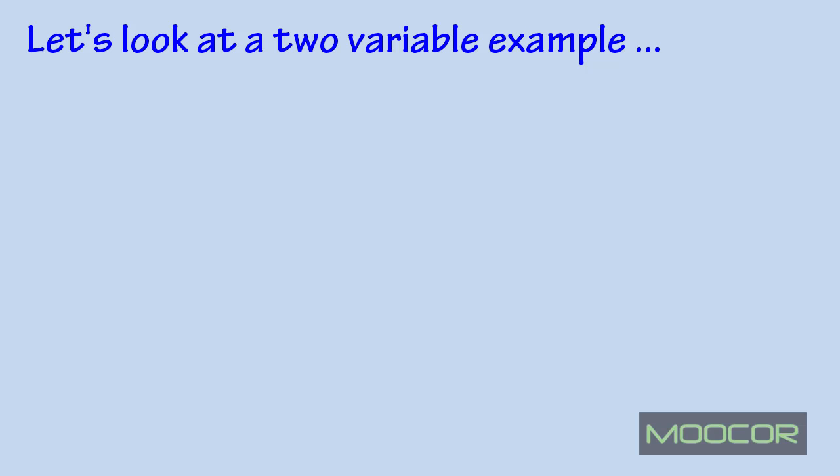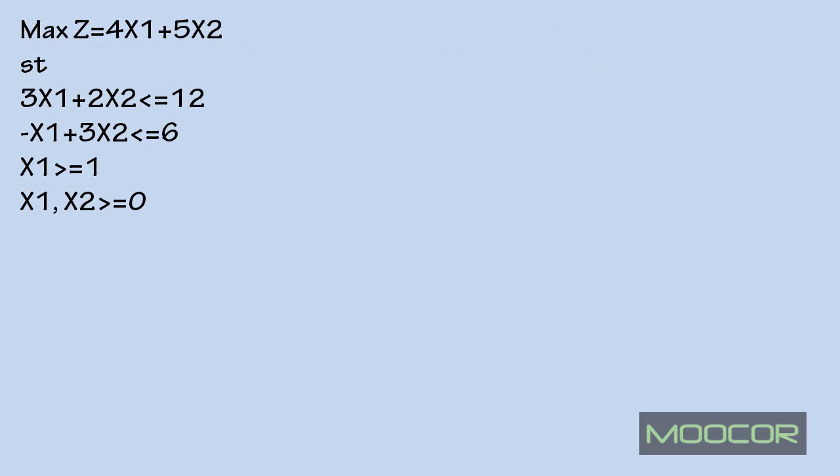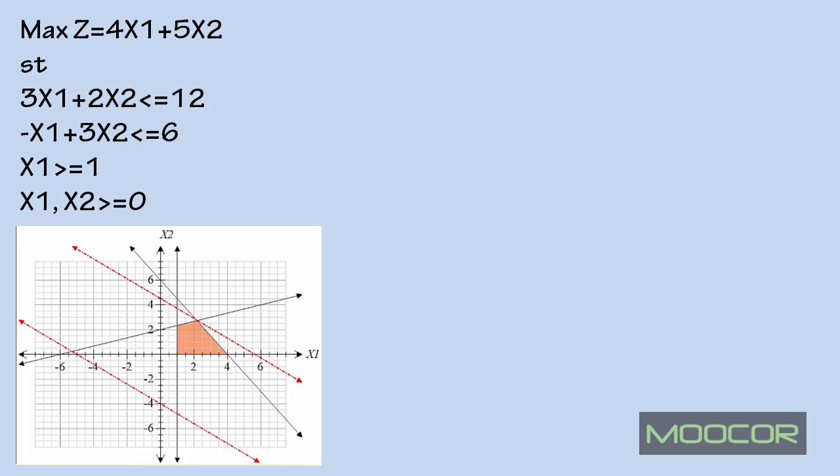Now let's look at a two-variable example. In this case, I have a problem involving two variables and three constraints. Notice that the third constraint is in the form of greater than or equals. If I plot the feasible region, I notice that the origin is no longer a feasible extreme point.